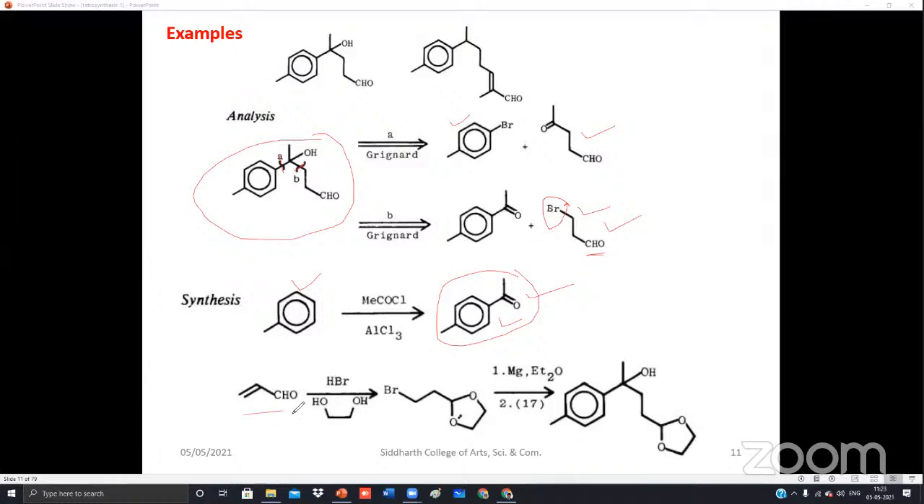So we did here, this is your starting material, acrolein. When acrolein is protected and treated with Mg, we get the Grignard reagent, and treated with acetophenone you will get the target molecule. So this way you can do the synthesis of such a big molecule.